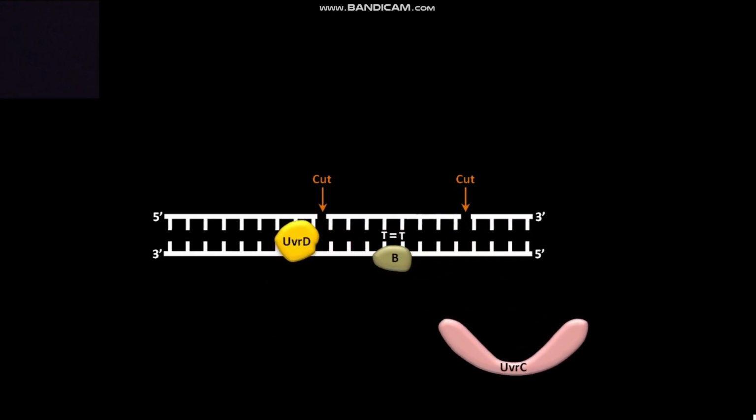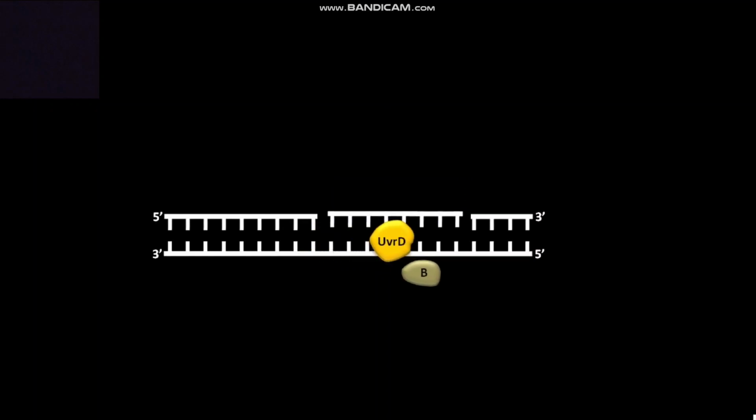UvrC protein then binds to the site. UvrC protein then makes two cuts on the damaged strand. Both cuts are several bases away from the damaged site. UvrD, a helicase, then binds to the site. UvrD then separates the segment of damaged strand from the rest of the molecule. UvrB, UvrC, UvrD are then all released from the damaged region.